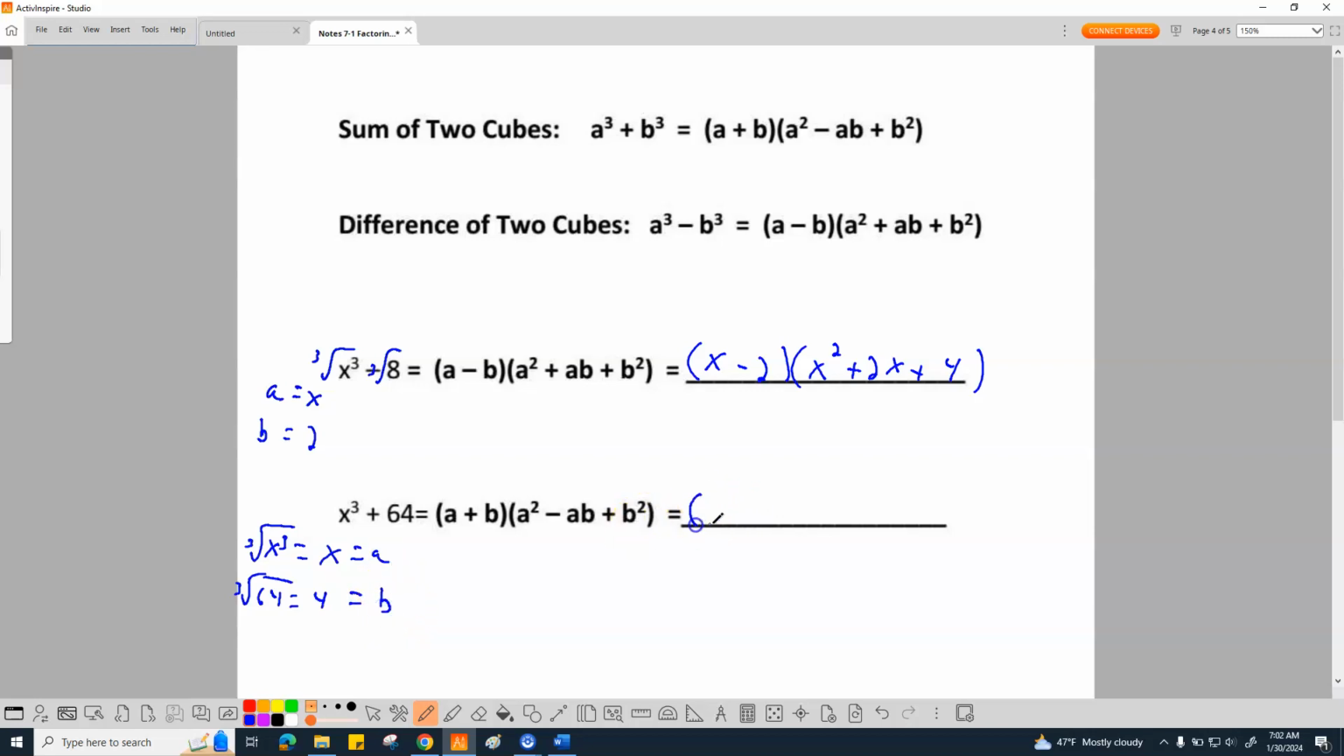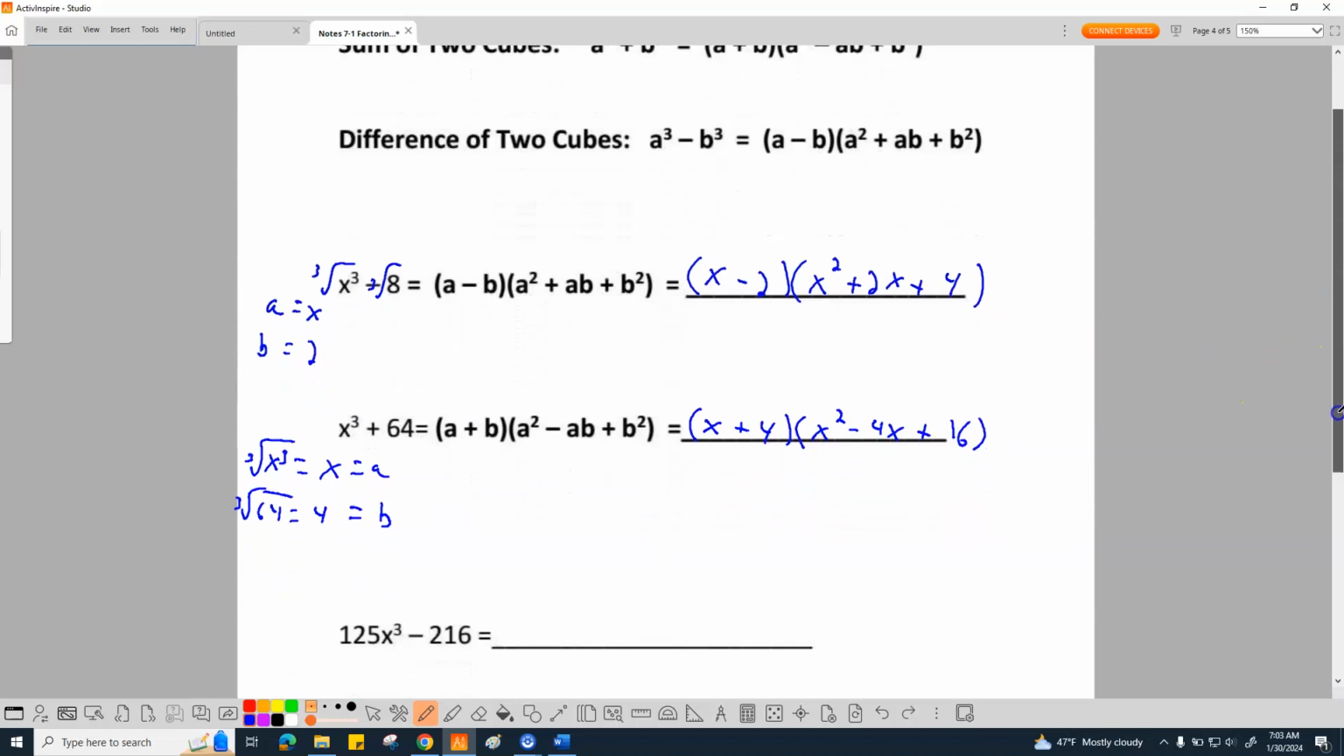Okay, so let's just set this up. Let's put in our signs this way. And again, for those who are like, I have to memorize this, I prefer literacy over memorization. I prefer that you can read this. I don't need you to have it memorized, because once you can read it, you can do anything. I plug in my x for a, my b is 4, my a squared is x squared, a times b in this case is 4x. Can y'all see that? 4x. And then my b squared is 16. So that's how you do those.